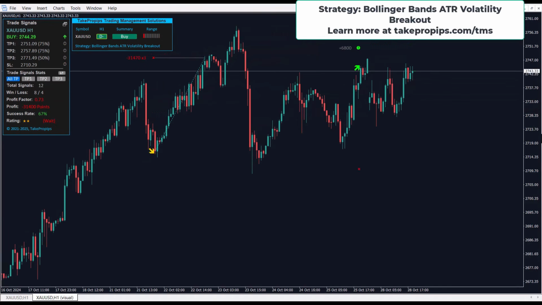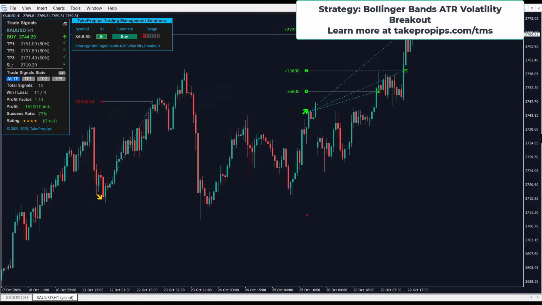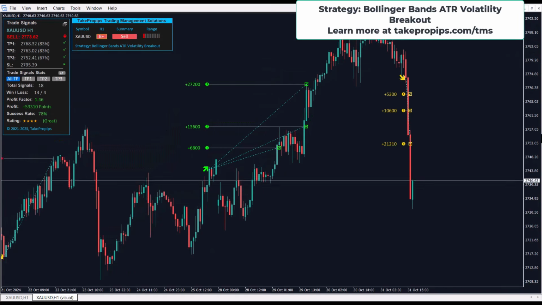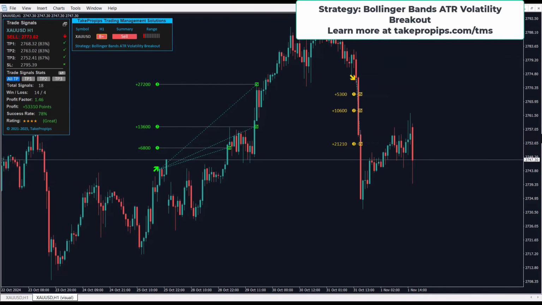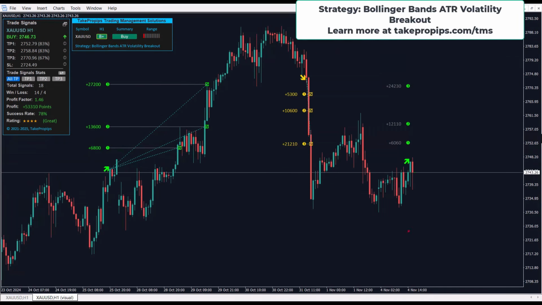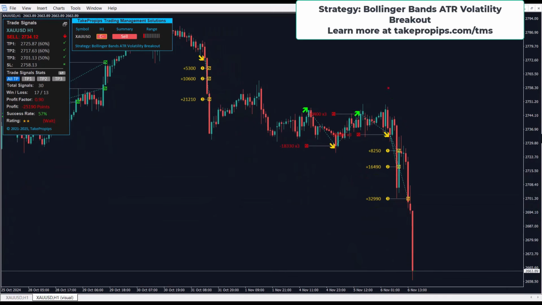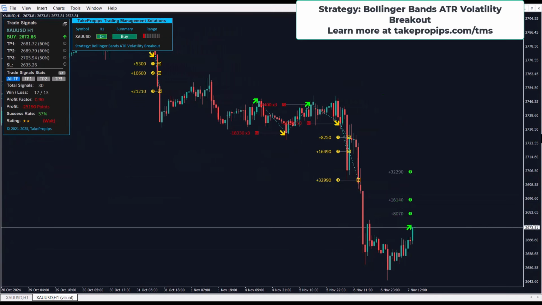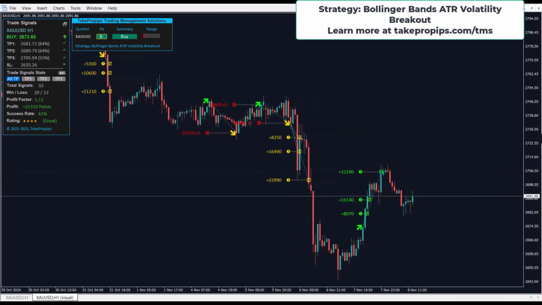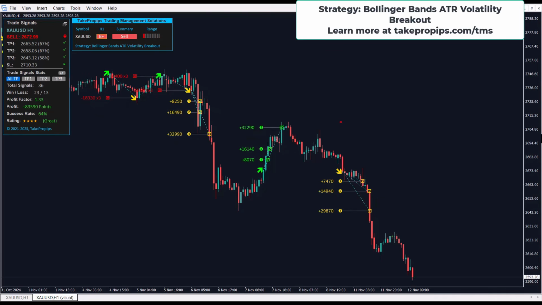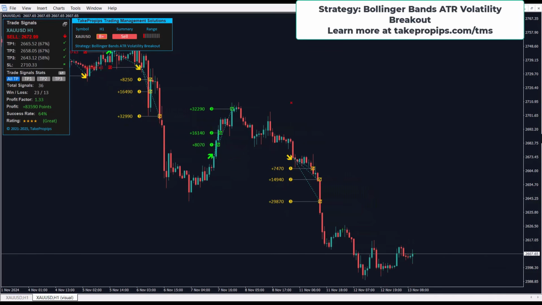The entry rules are surprisingly simple. If price closes above the upper Bollinger Band, the strategy generates a buy signal. This suggests bullish momentum has become strong enough to push price outside its normal trading range. For a sell signal, we're looking for the opposite. Price needs to close below the lower Bollinger Band. That signals a potential bearish volatility breakout.